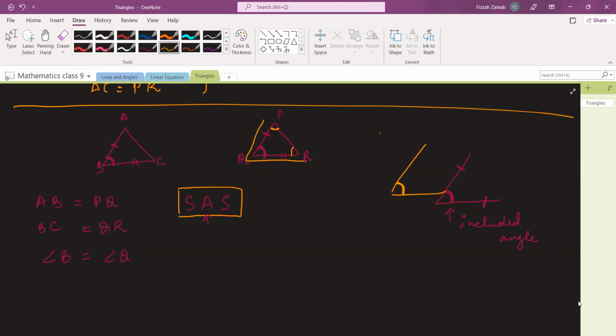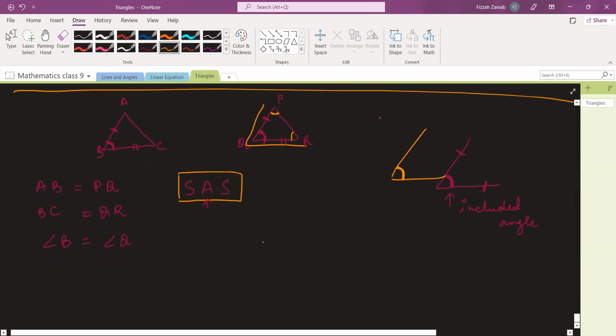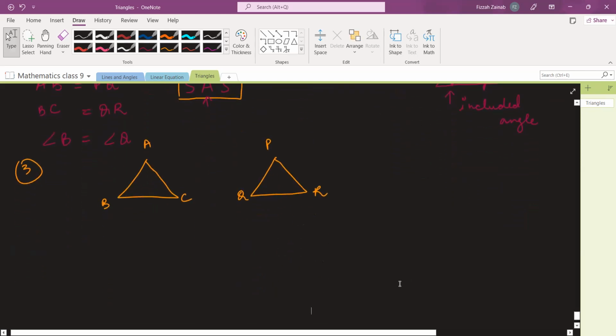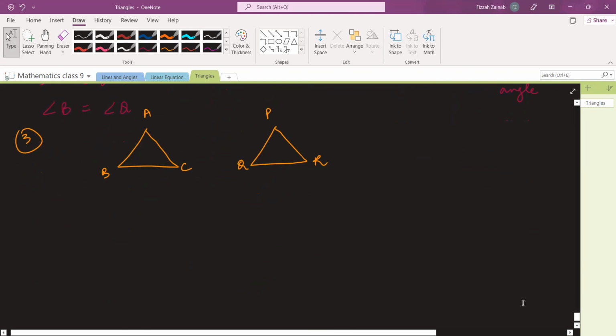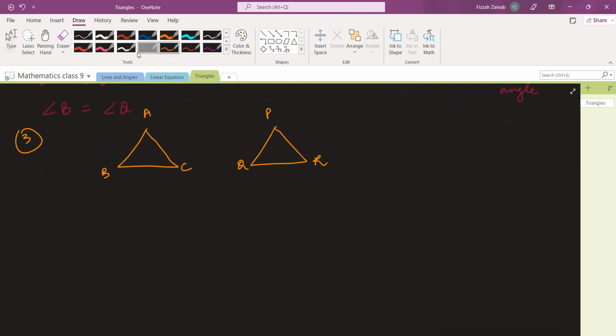So these two criteria are clear. Let's come to the third criteria. Now, what can be the case? So this is my triangle, another triangle, ABC and PQR. Now this time, let's say two angles are given equal and one side is given equal, right? So let's say that this angle B is equal to angle Q. Okay. And one more angle is given. Let's say angle A is equal to angle P. All right, Zainab?